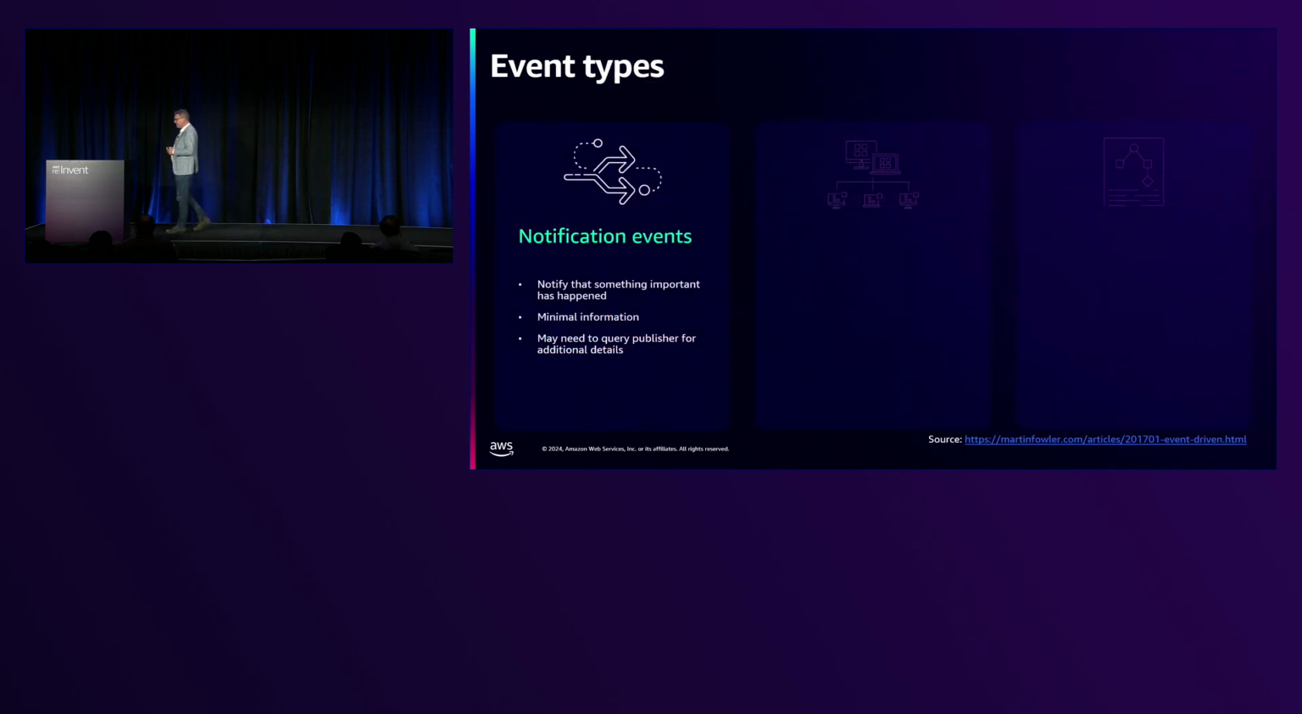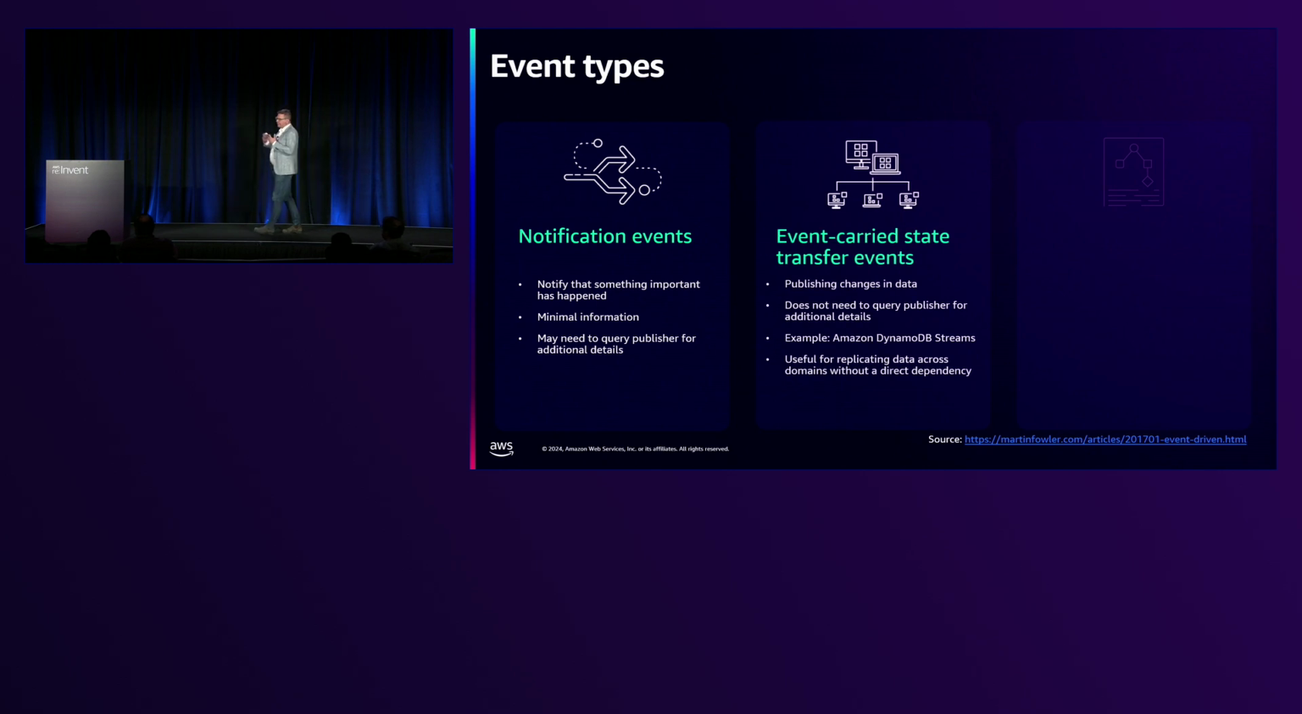So let's have a look at the different types of events that there are. Now, I like these definitions by Martin Fowler, who classified some events as notification events. These are pretty simple events that really don't have a lot of information in them as such, and typically require other systems consuming the events to query for more information. We also have this idea of an event-carried state transfer event, which is actually pretty useful when you're publishing events or representing changes in data as a potential event.